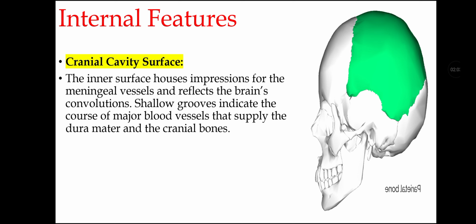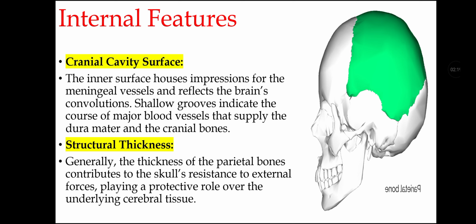Now let's talk about the internal features of the parietal bone. First is the cranial cavity surface. The inner surface houses impressions for the meningeal vessels and reflects the brain convolutions. So there is a shallow groove that indicates the course of major blood supply that supplies the dura mater and cranial bones. Then there is structural thickness. Generally, the thickness of the parietal bones contributes to the skull's resistance to external forces, playing a protective role over the underlying cerebral tissue.